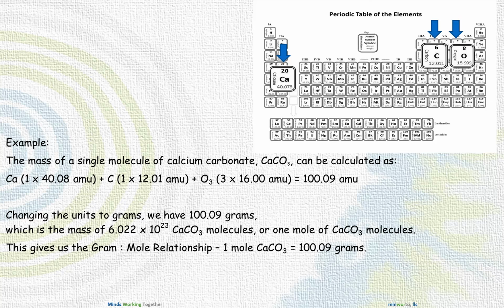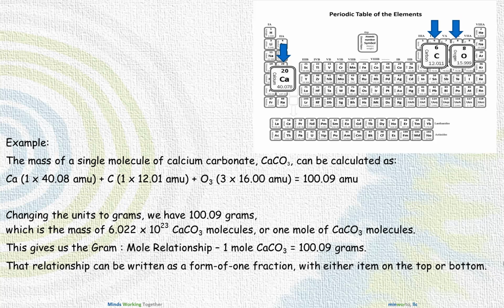This gives us the gram-mole relationship. 1 mole calcium carbonate equals 100.09 grams. That relationship, because of the equal sign, can now be written as a form of 1 fraction, with either item on the top or bottom, allowing us to cancel units as necessary in calculations.